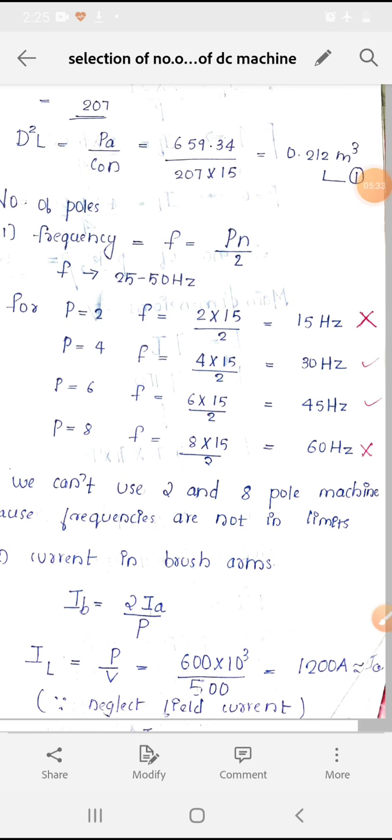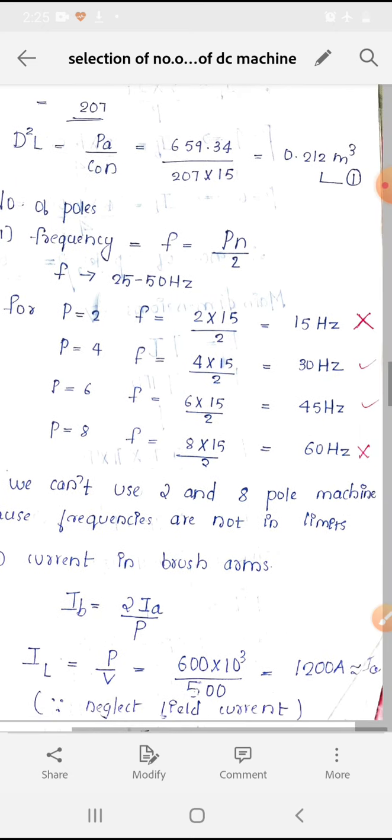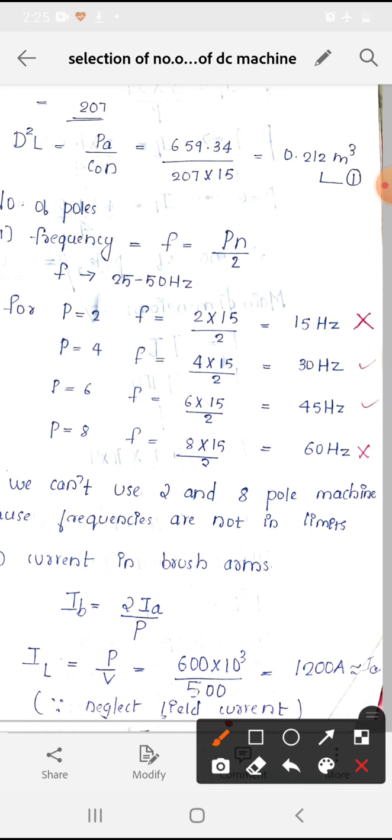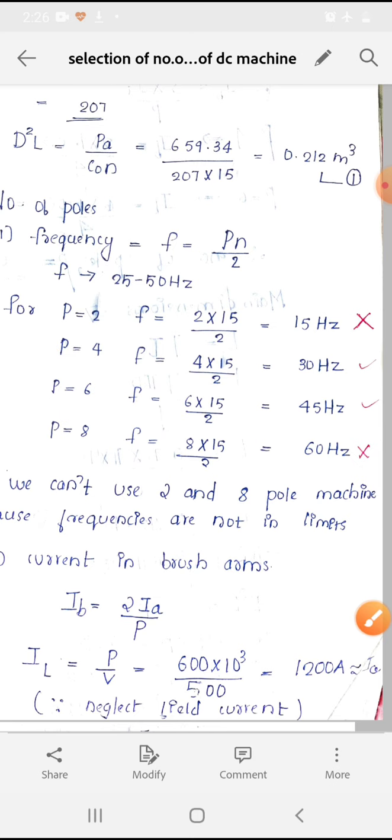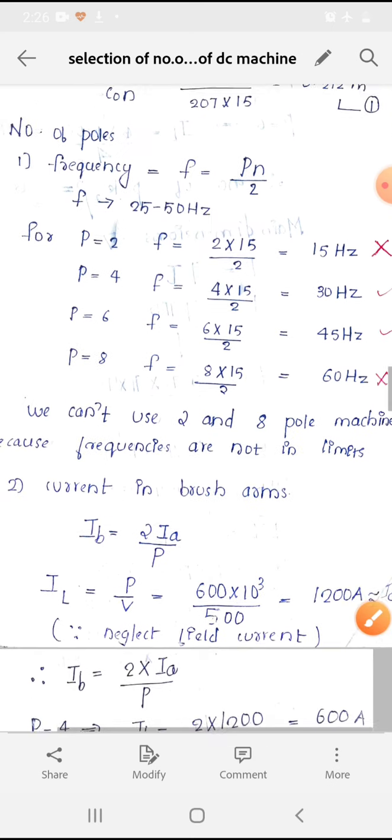We got P is equal to 4 and P is equal to 6 as 30 Hz and 45 Hz, which are in the specified limit, that is 25 to 50 Hz. So we selected P is equal to 4 and 6.